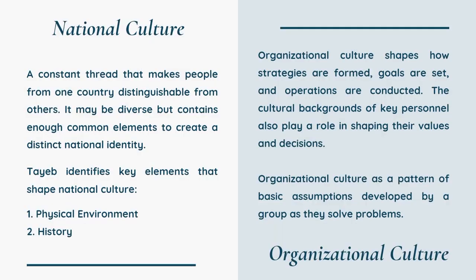And the next is national culture. National culture is a constant trait that makes people from one country distinguishable from others. It may be diverse but contains enough common elements to create a distinct national identity. Hofstede identifies key elements that shape national culture. The first one, physical environment, which is the natural surroundings and geography of a nation that influence its culture. Second one, history, which is the events and experiences a nation has gone through that help shape its national culture.